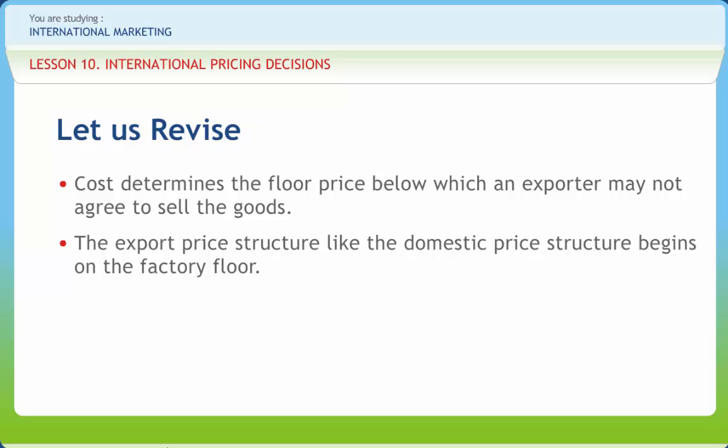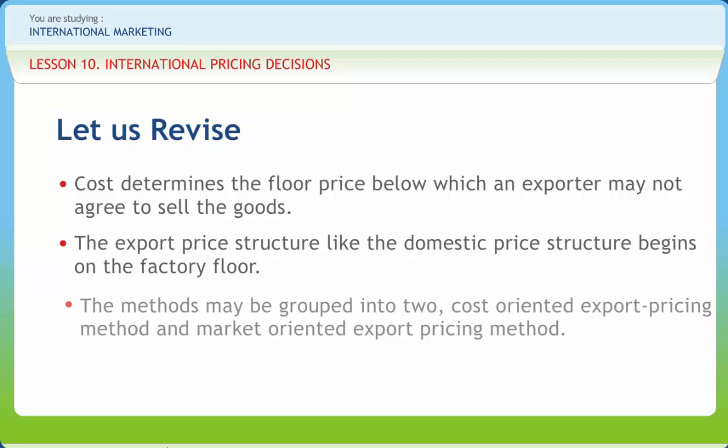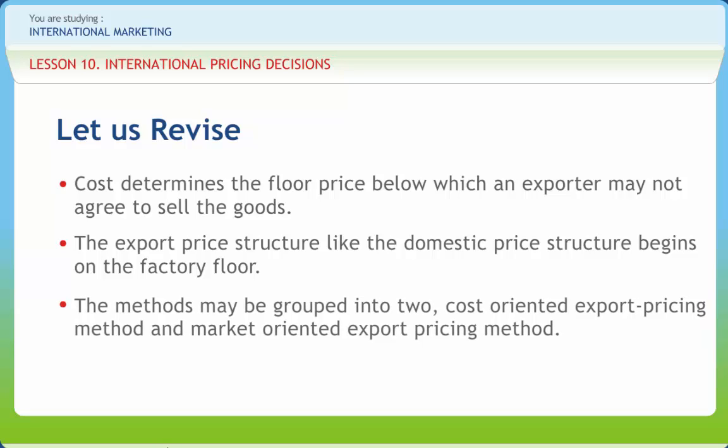The export price structure is the basis of all export price quotations, discounts, and commissions. The methods may be grouped into two: first is cost-oriented export pricing method and second is market-oriented export pricing method. Market prices may be higher in some markets, in others they may be at cost price, or in many others they may be less than the cost price. Normally, pricing strategies that are used in the export market are skimming strategy, penetration strategy, etc.